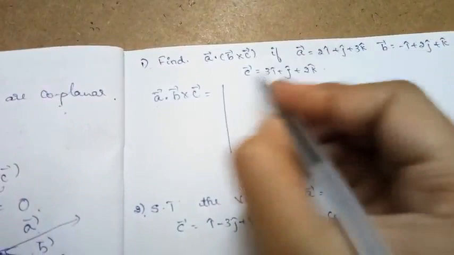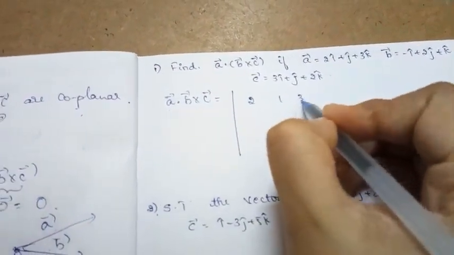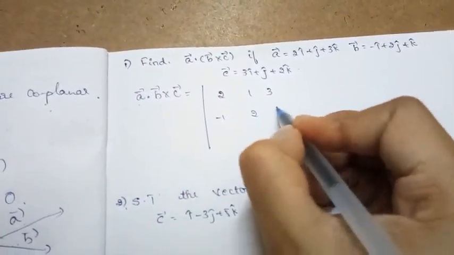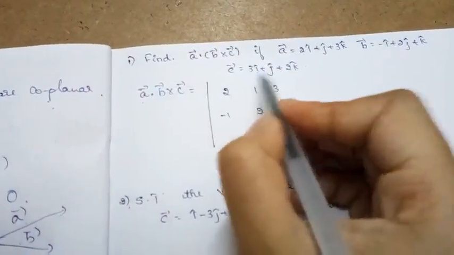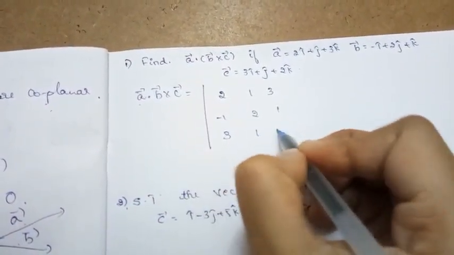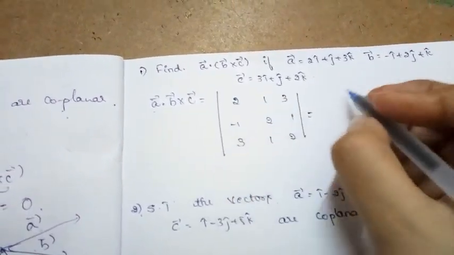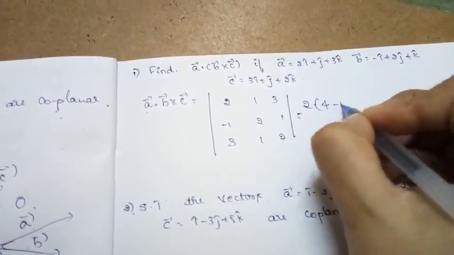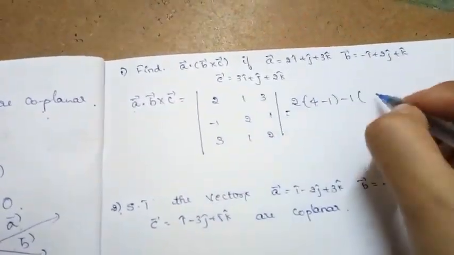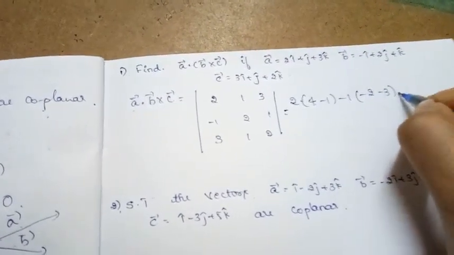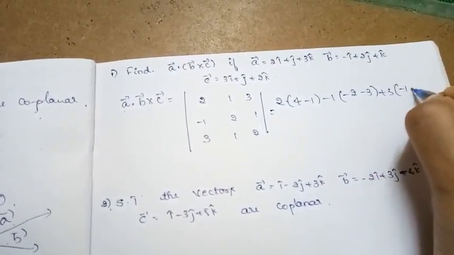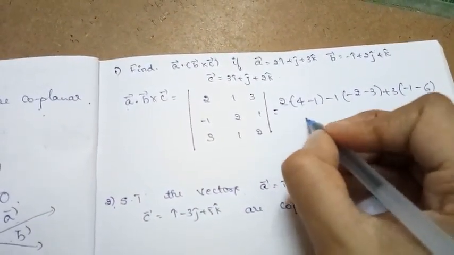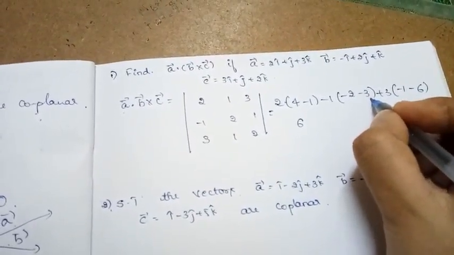row is the component of vector A, that is 2, 1, 3. Second row, component of vector B, -1, 2, 1, and third row, component of vector C, it is 3, 1, 2. Now I am expanding this determinant along the first row. 2 times 2 is 4, minus 1 times -1, it is nothing but -2, -3, plus 3 times -1, -6.